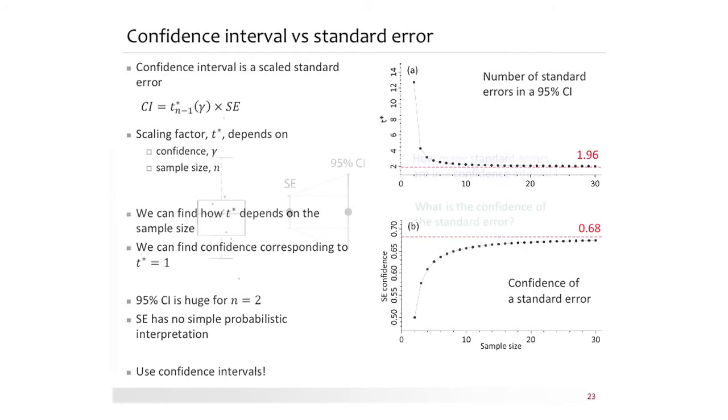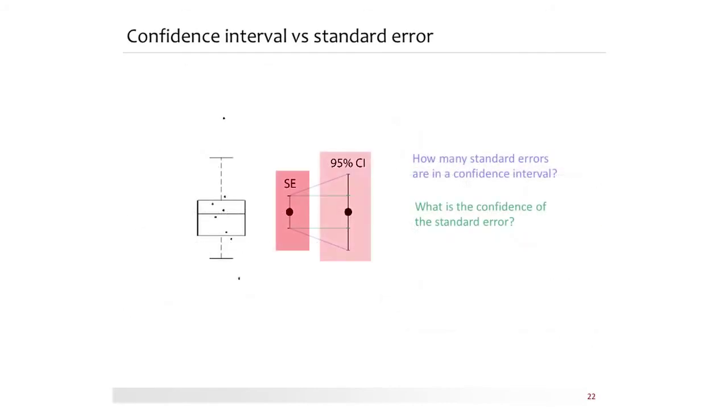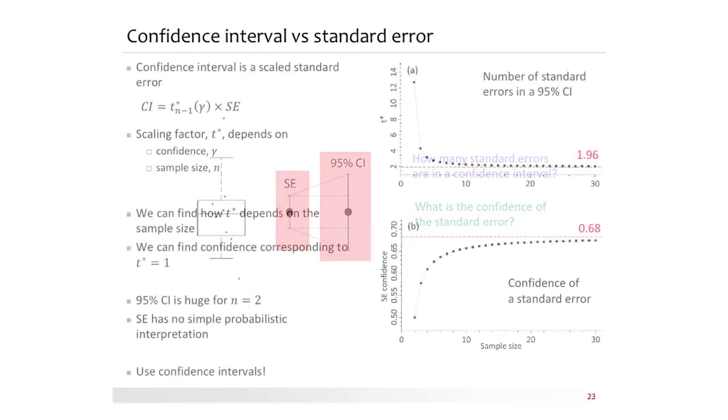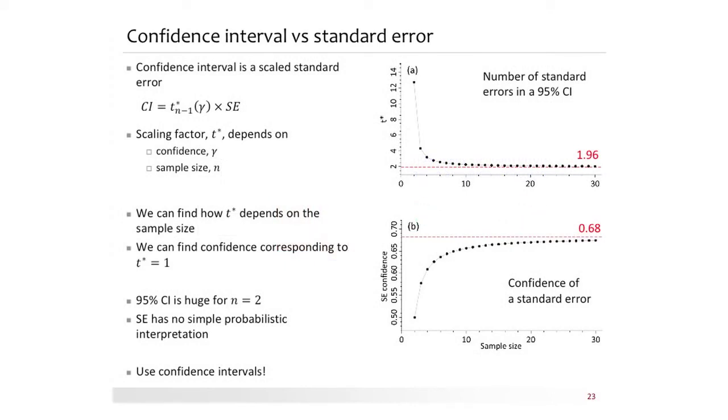And you can see this in this figure. This is standard error, this is 95% confidence interval. It's about twice. However, when your sample is small, this goes up dramatically, especially for the sample size of 2. For the sample size of 2, it's about 13.